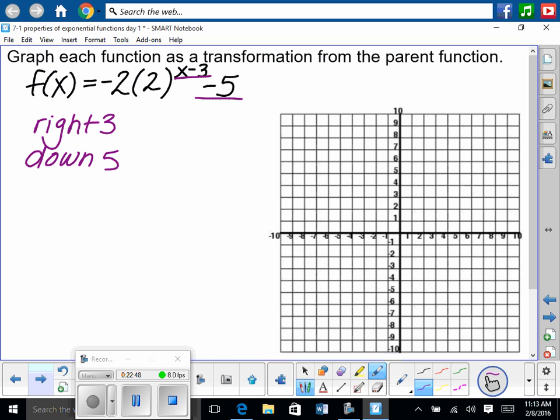Now understand, you're taking the origin. Everybody, you know that's called the origin, right? You're taking 0, 0, and you're shifting it right 3, down 5. So I'm going right 1, 2, 3, down 1, 2, 3, 4, 5. So I like to draw in, there's my new origin. And then we have a new asymptote. Didn't I say that it would be at this value? Right. Okay, we have our new asymptote.